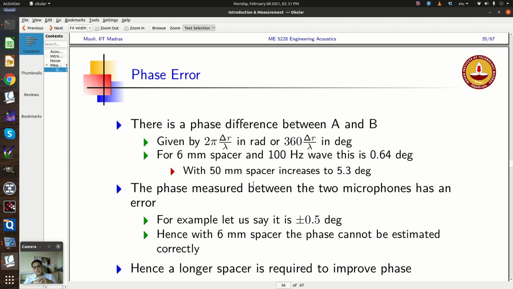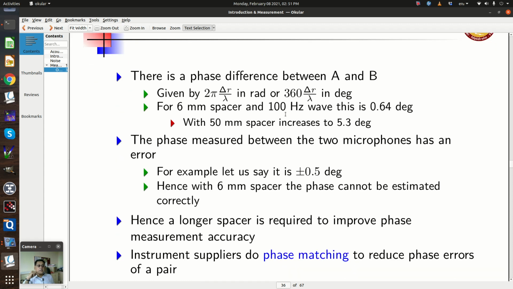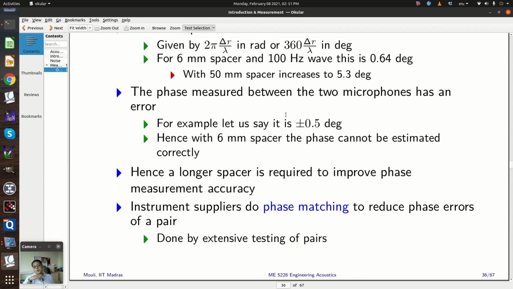Whereas if I use the 50 mm spacer, the angle is 5 degrees, so half a degree is 10% error, which is somewhat acceptable, right? Therefore at low frequencies, a longer spacer is required to improve phase measurement accuracy.